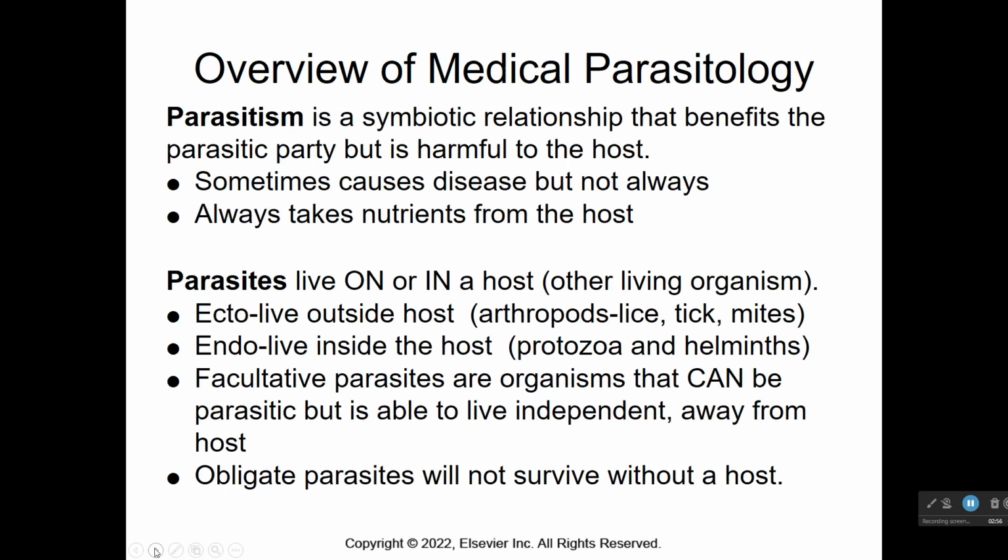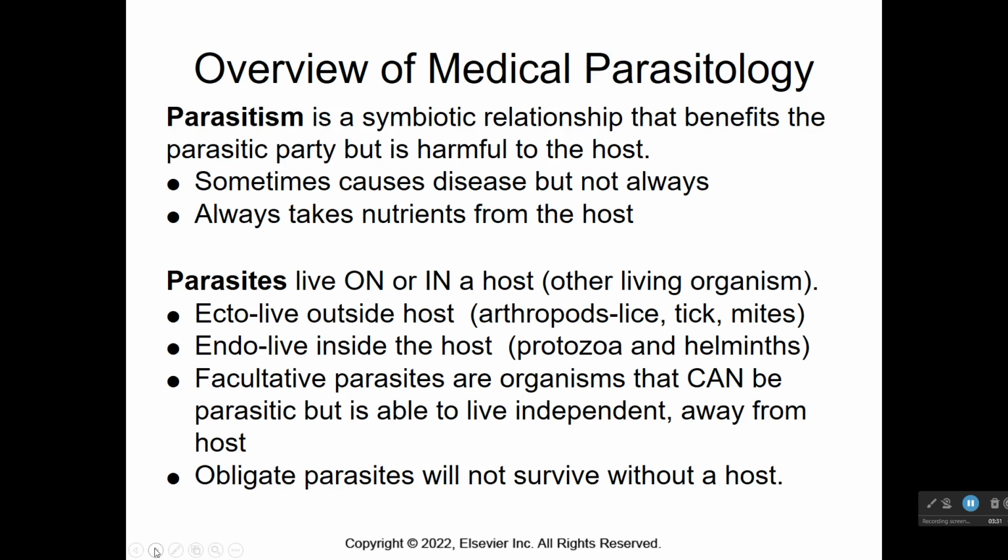Okay, so overview. Parasitism exists. It's a relationship that's going to benefit the parasite itself, the parasitic party, but it's going to be harmful to the host. Just because it's harmful to the host doesn't mean it always causes disease. Sometimes it does, sometimes it doesn't, but it still causes problems for the host, even though it's not a disease, because it's taking nutrients. They can live on the host, in the host, and the host is going to be another living organism.